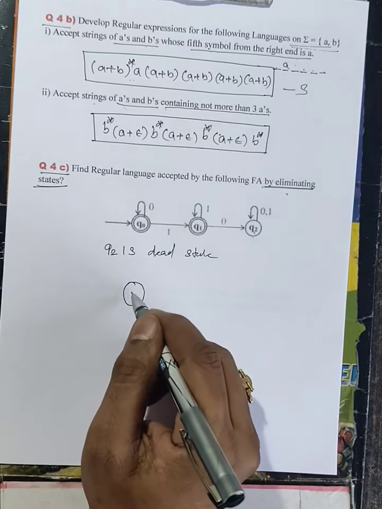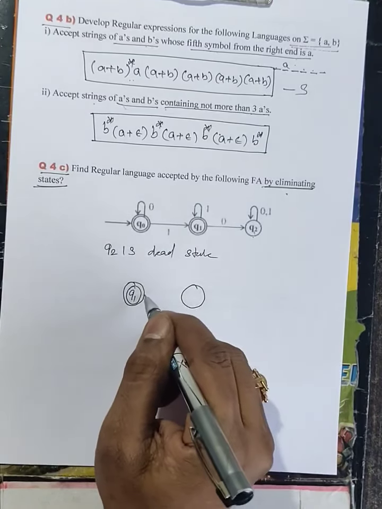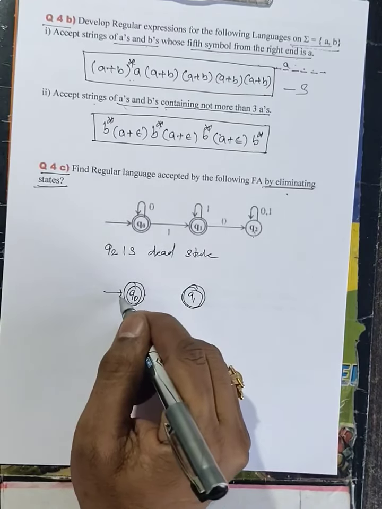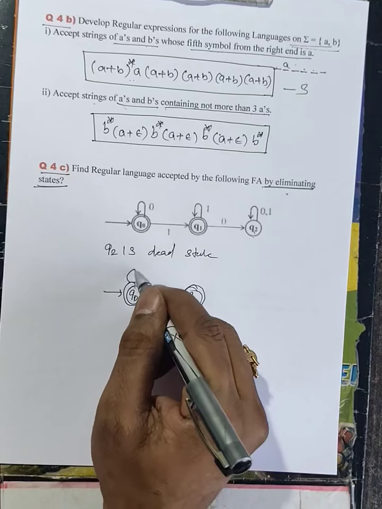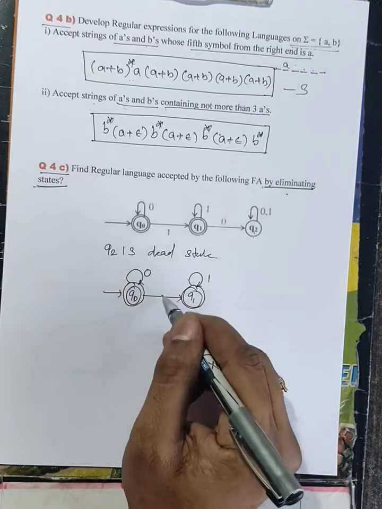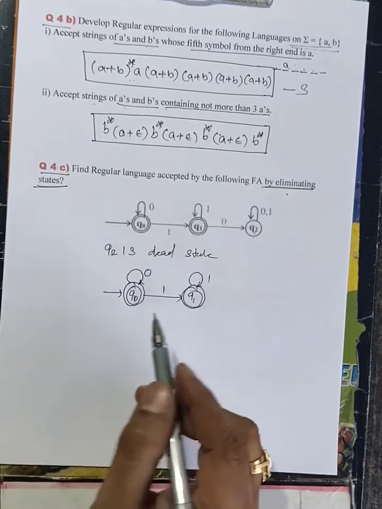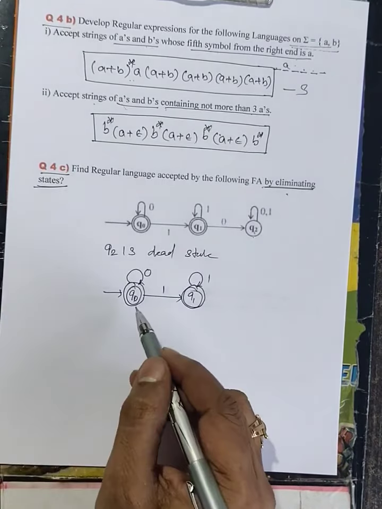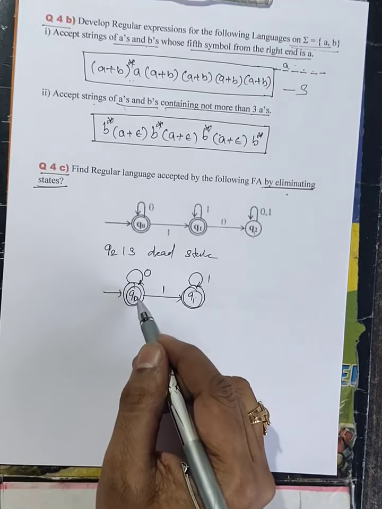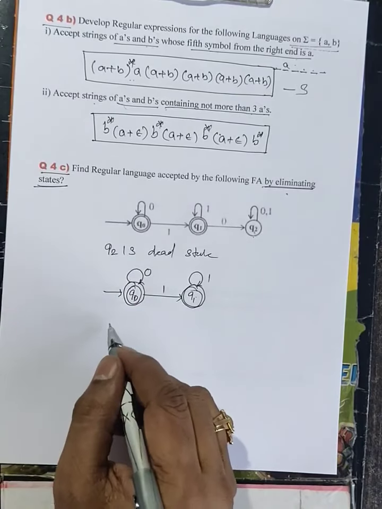After eliminating Q2, this is Q1, Q0, Q0 and Q1. Q0 and Q1 both are final states. In state elimination method, we cannot eliminate the initial state as well as final state. Both are final states. We cannot eliminate. Now, what is the regular expression for this? Here both are final states, so we can stop here and we can also go ahead from here. So what is the regular expression for this?